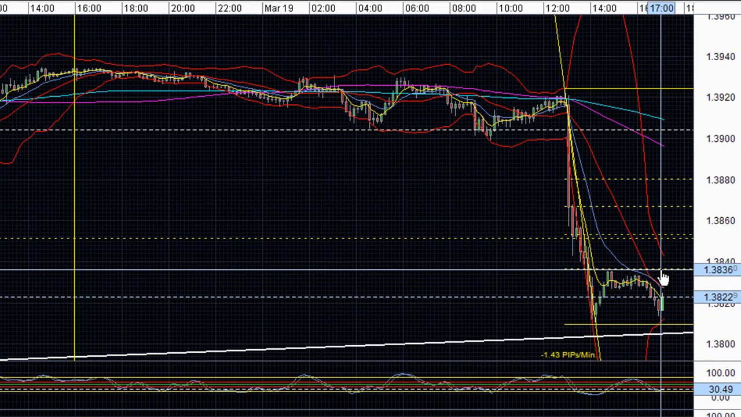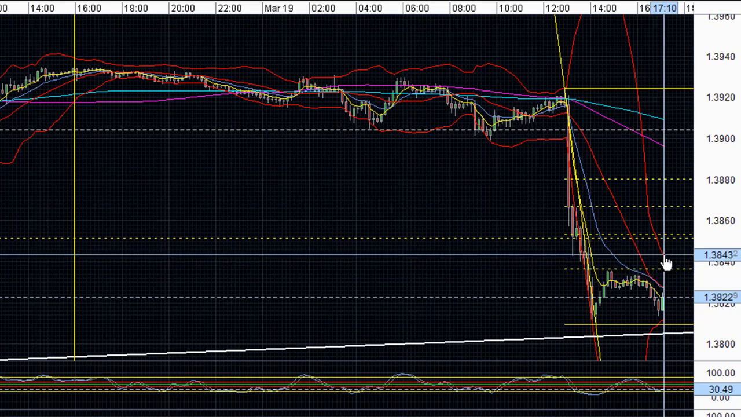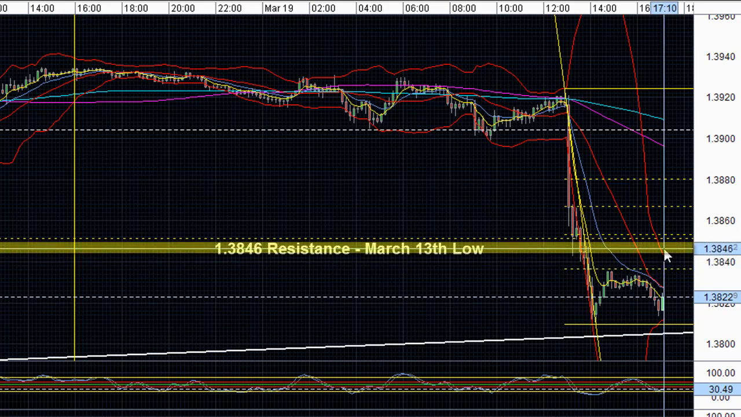Now, if price breaks above this resistance, then our next approaching resistance could be around the 38.46, 38.47 level, which is actually our March 13th low, around 38.46. So then this could be the next approaching level of resistance.